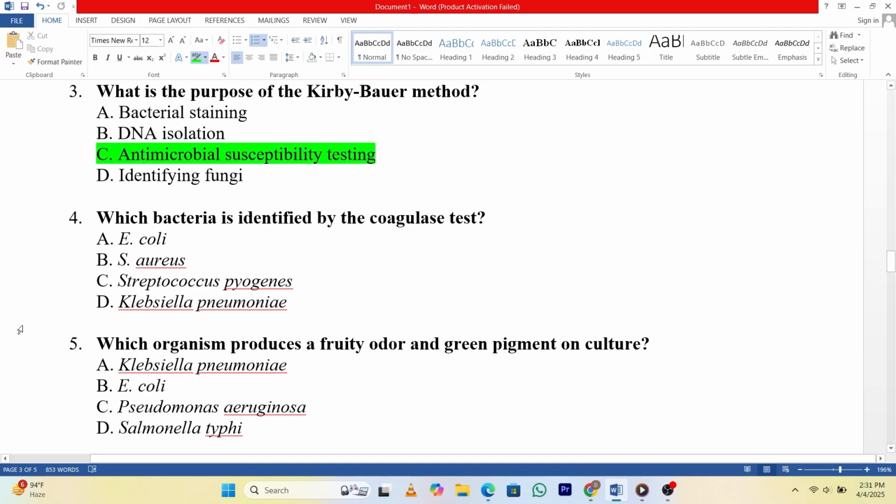4. Which bacteria is identified by the coagulase test? A. E. coli. B. S. aureus. C. Streptococcus pyogenes. D. Klebsiella pneumoniae. Answer, B.